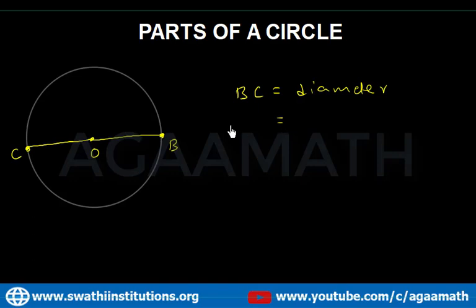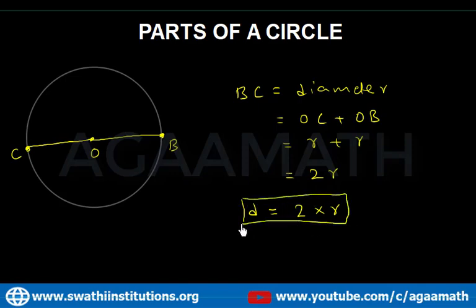In this diameter we can see OC plus OB. OC is the radius, OB is also the radius, so it is 2R, two times the radius. So we can understand that diameter equals 2 times the radius. This is what the diameter is called. Let us see one more thing about the parts of a circle. The radius is a part of a circle, the diameter is also a part of a circle. Let us see a few more now.